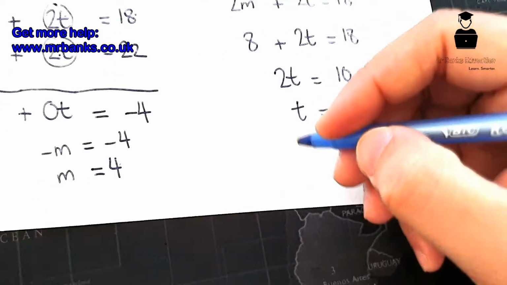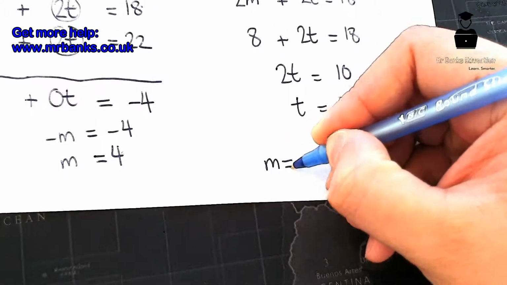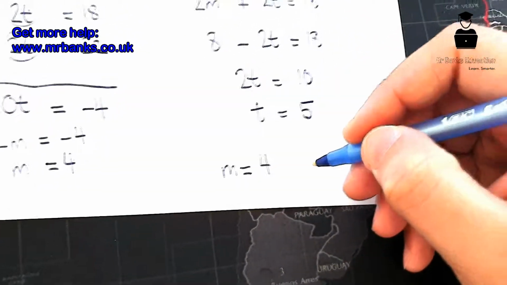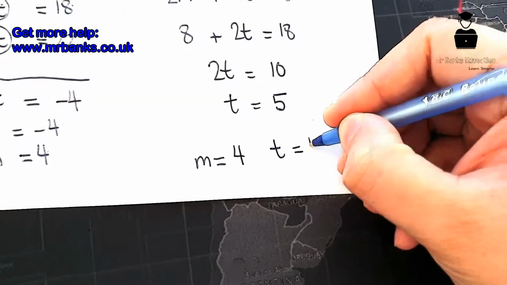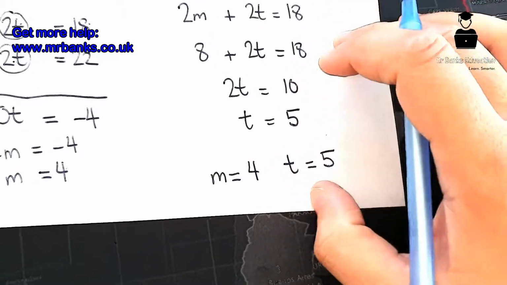Okay, so there we have it. The MP3 was 4, the TV series was 5. That's how you do this.